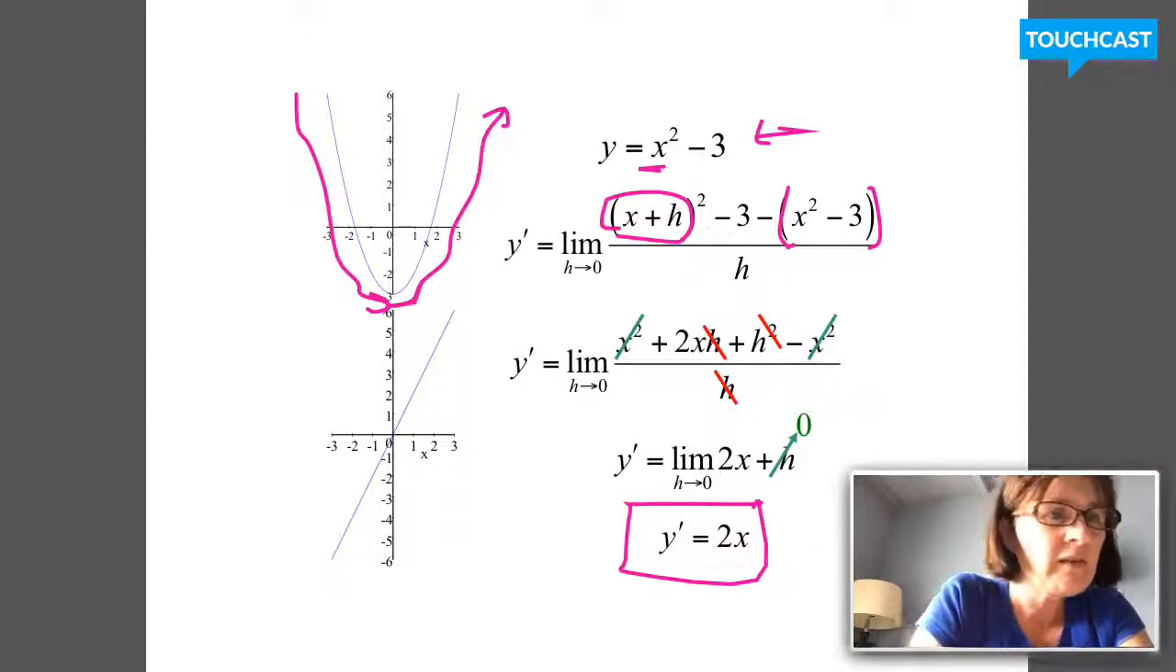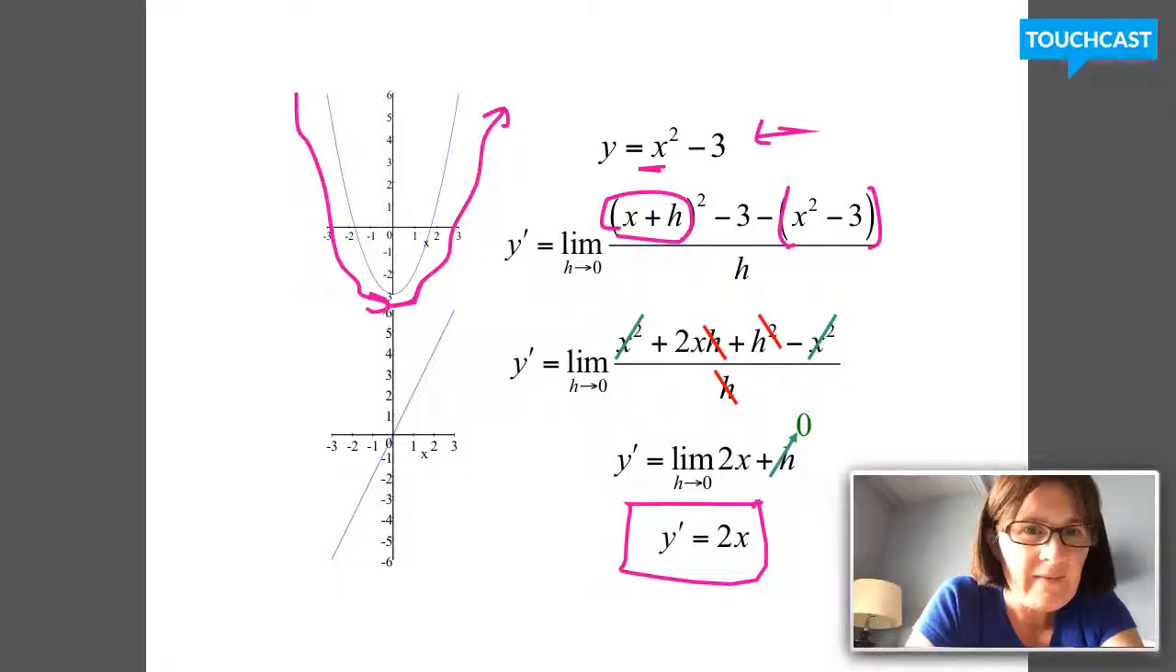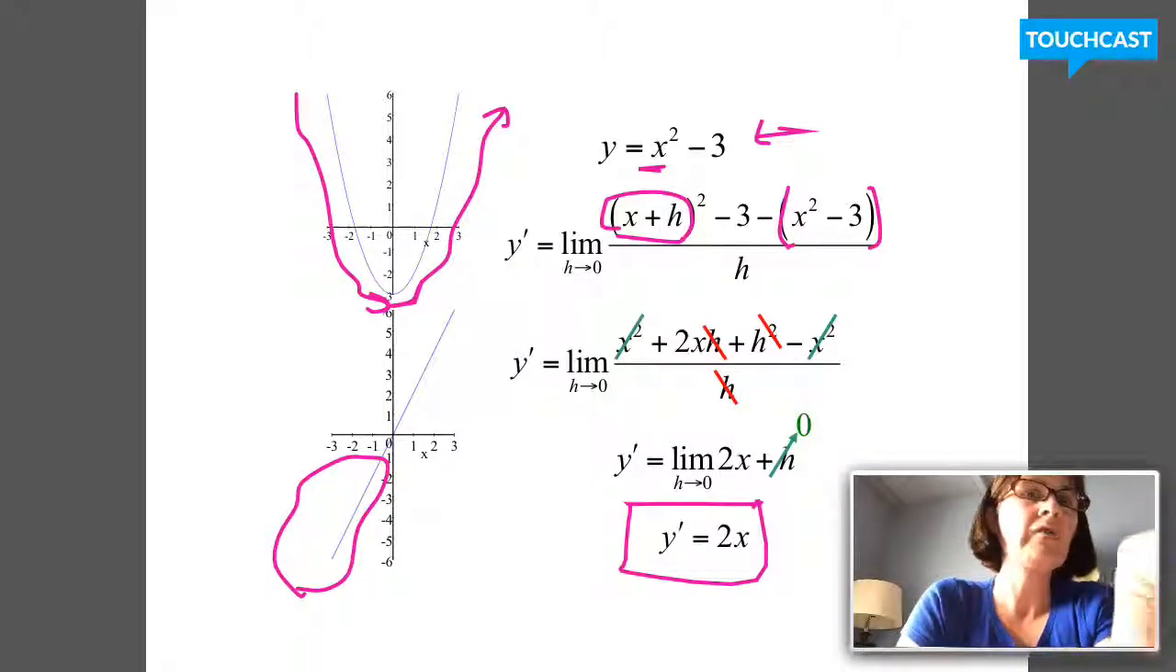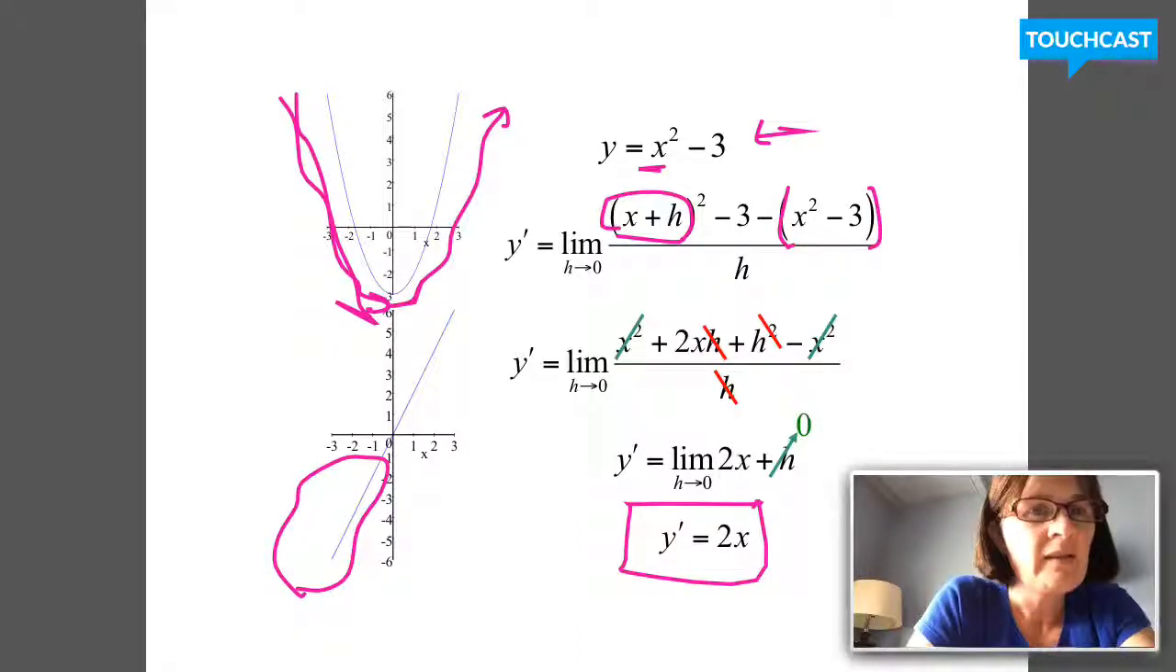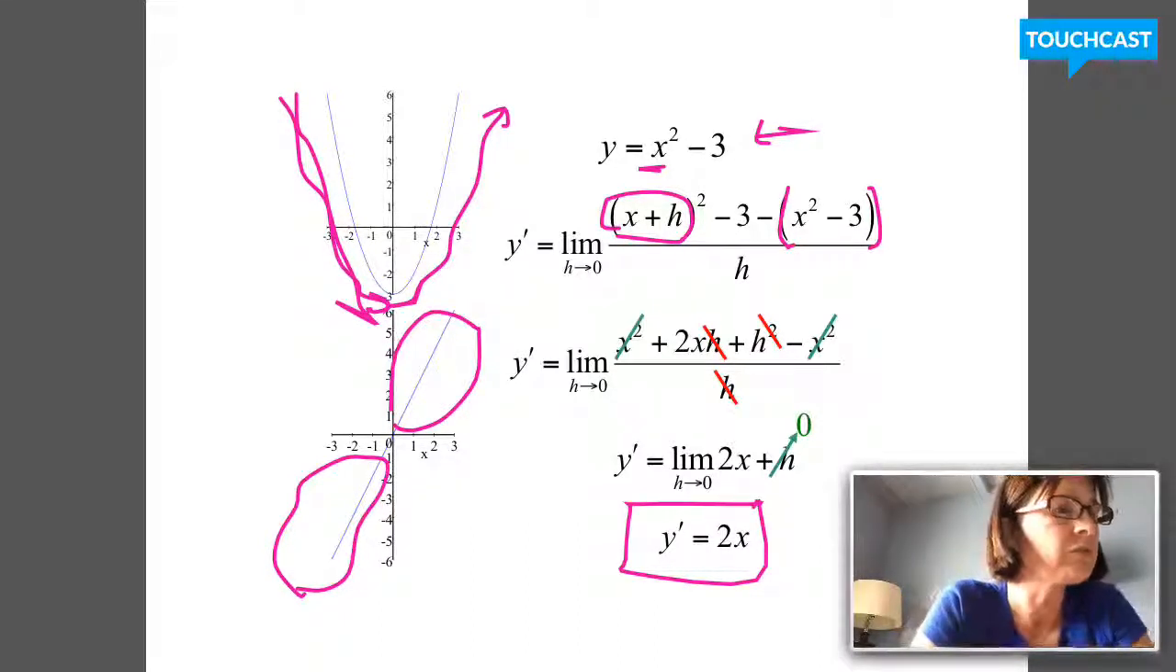So watch this. Here we've graphed y prime equals 2x. Notice that this function is negative whenever the original graph was going downhill. This function is positive wherever the original function was going uphill.